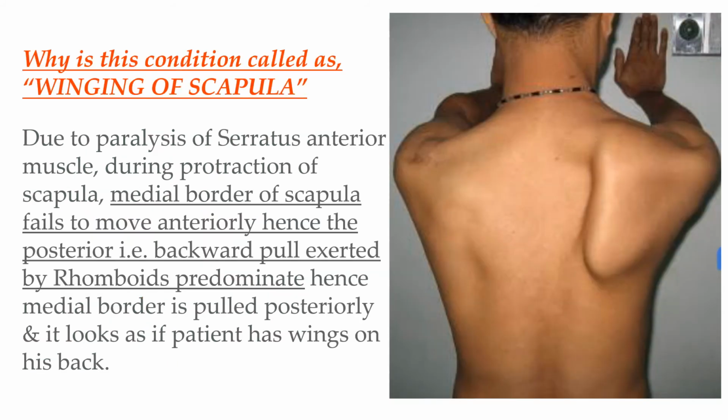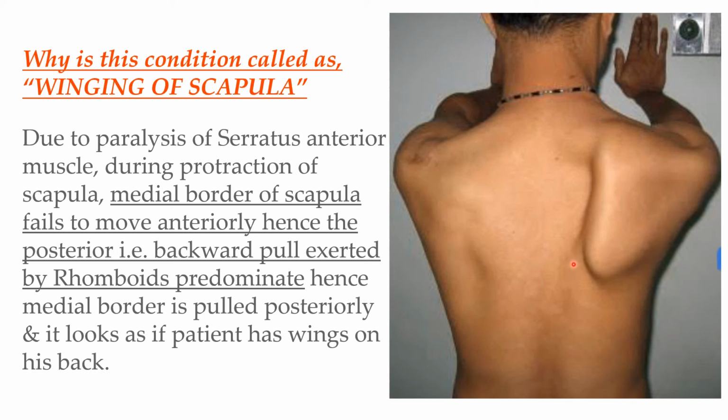Now, why is this condition called winging of scapula? Because whenever a patient with paralysis of serratus anterior muscle pushes anything anterior like a wall or performs a punching movement, at that time serratus anterior fails to pull the medial border of scapula anteriorly against the thoracic wall. As a result, the muscles attached to the dorsal surface of the medial border, that is the rhomboids, their action becomes prominent, and the medial border of scapula is pulled posteriorly.